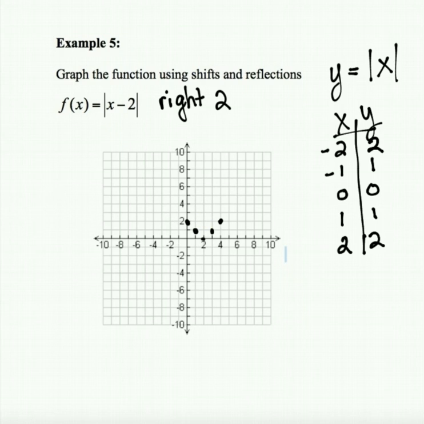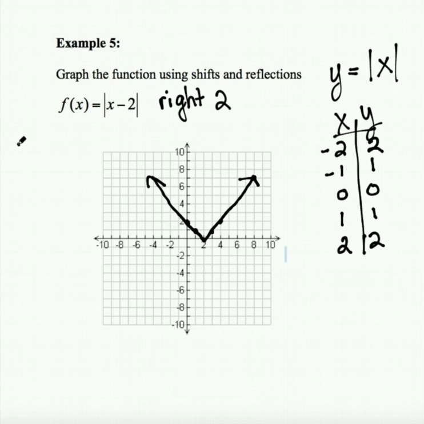So now I can see that I've just taken that absolute value function, which looks like a V, and I've shifted the whole thing to the right 2. So my new graph is going to look like that.